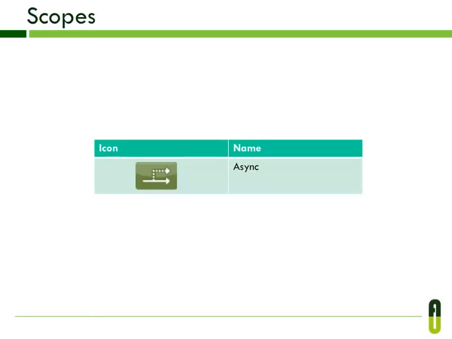Here you can see the scopes. A scope is a context in which other components operate, for instance, an asynchronous block. It's a way of grouping components to achieve a goal. All the components in an asynchronous block are executed asynchronously.